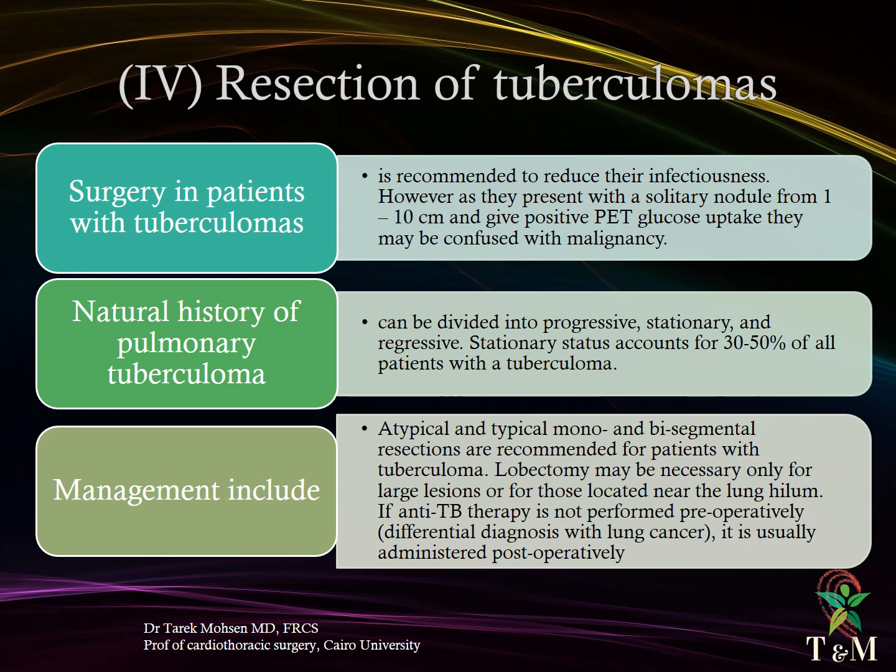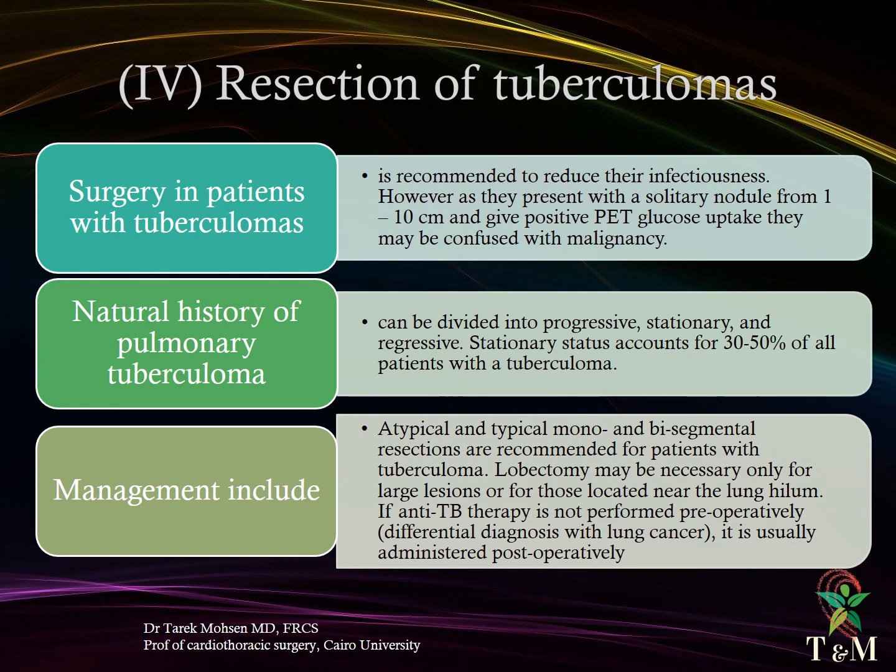Resection of tuberculomas is indicated to reduce their infectiousness. However, as they may present as a solitary nodule ranging from 1 to 10 centimeters with a positive PET scan, they may be confused with malignancy, and for that reason resection here is to confirm or exclude malignancy. The natural history of pulmonary tuberculoma can be divided into progressive, stationary, and regressive. The stationary status accounts for 30 to 50% of all patients with tuberculoma. Management should follow the philosophy of lung-sparing procedures, with typical or atypical mono- and bisegmental resection. However, in many cases lobectomy may be indicated when the lesion is located near the hilum.